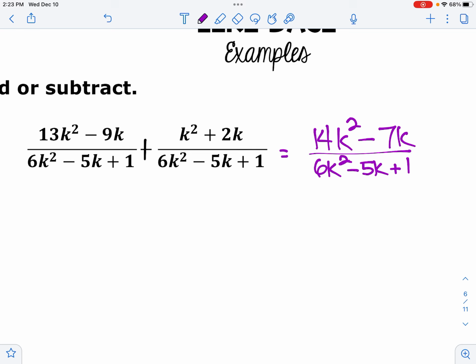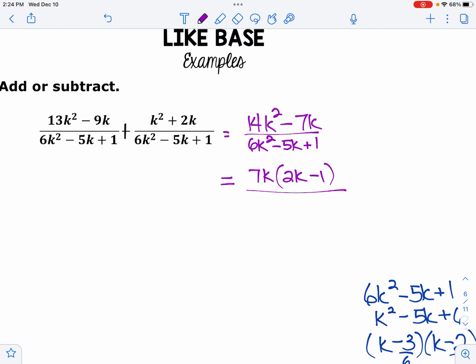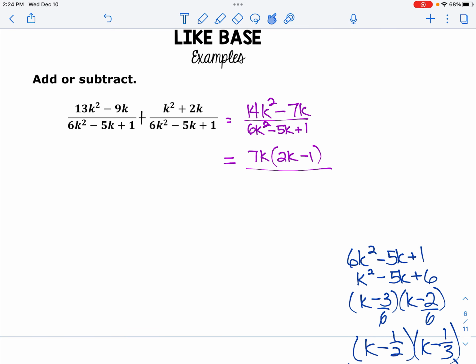Okay. Now I would need to factor both of these to see if there's anything in common. So I'm going to factor the top. I get 7k is my GCF. I take that out. I'm left with 2k minus 1. Okay. And then the bottom, I already factored a bit here.